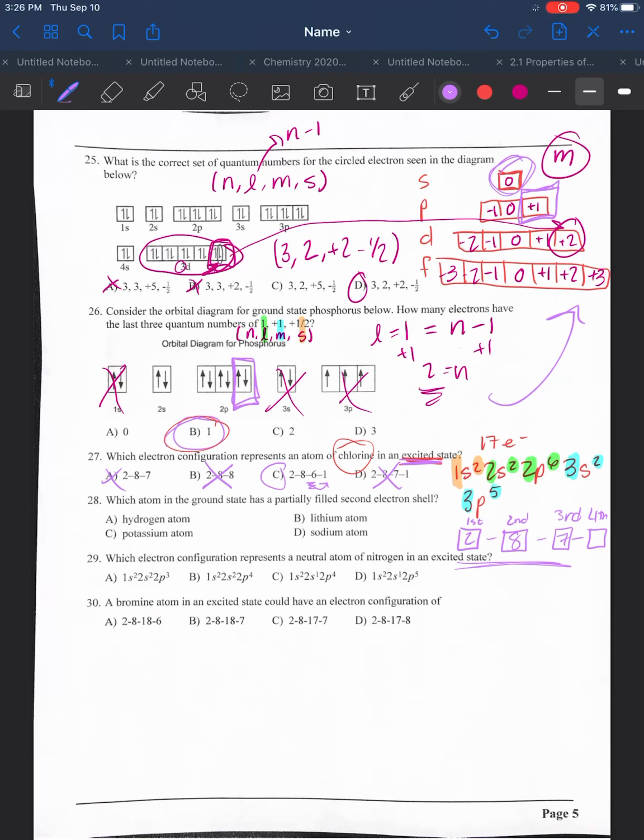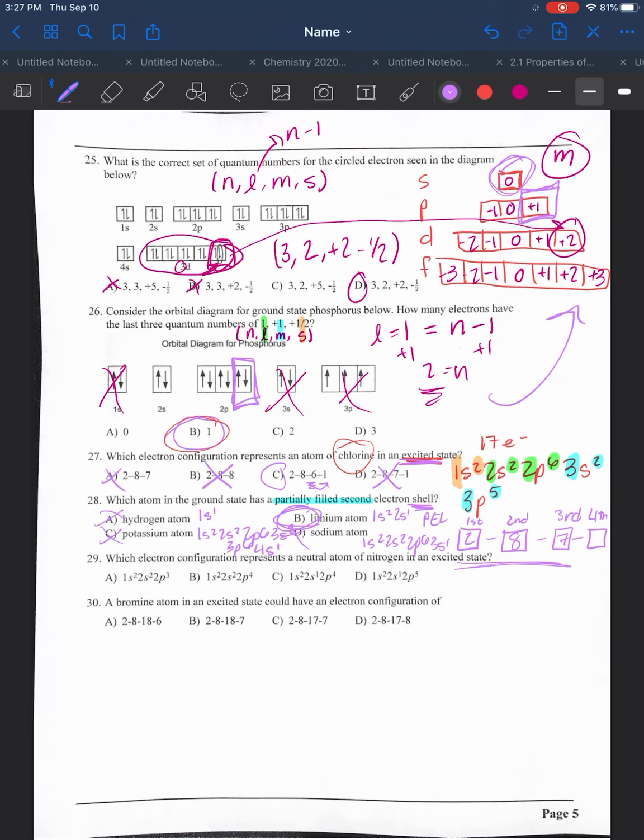All right, 28. Which atom in the ground state has a partially filled second electron shell? Shell is the same thing as principal energy level. So if we write out each of these states, hydrogen is 1s1, lithium is 1s2, 2s1, potassium is 1s2, 2s2, 2p6, 3s2, 3p6, 4s1. And sodium is 1s2, 2s2, 2p6, 3s1. Which one is not full but partially filled on the second electron shell? It can't be hydrogen because it doesn't even get to the second energy level. And both C and D fill their second, so it has to be B.